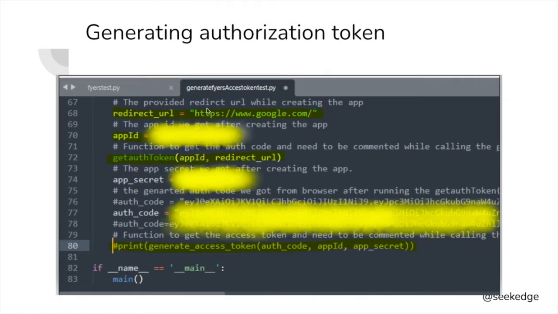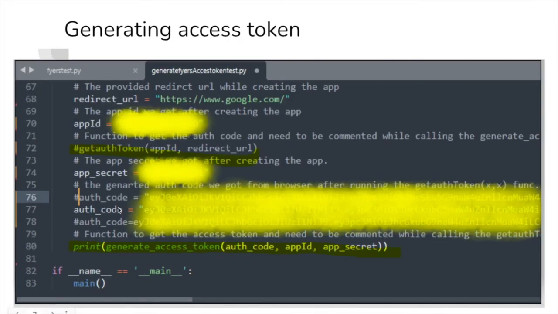So first step is, I'll come again. The first step is uncomment get auth token function and comment the generate access token. Then you get a code that you put here in the auth code section, right? In the auth code section you paste that code, then comment out the get auth function and uncomment this. Then you again build it.